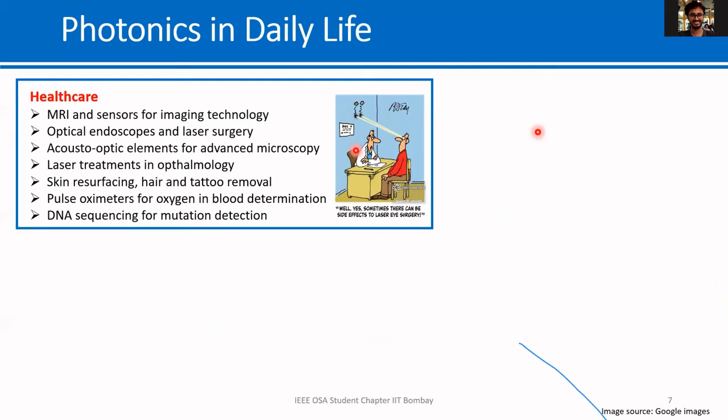Another field where photonics has not been very commonly discussed is the pulse oximeter, which is a device that senses the oxygen concentration in the blood, and that makes use of LEDs for that. Even DNA sequencing employs photonic devices.